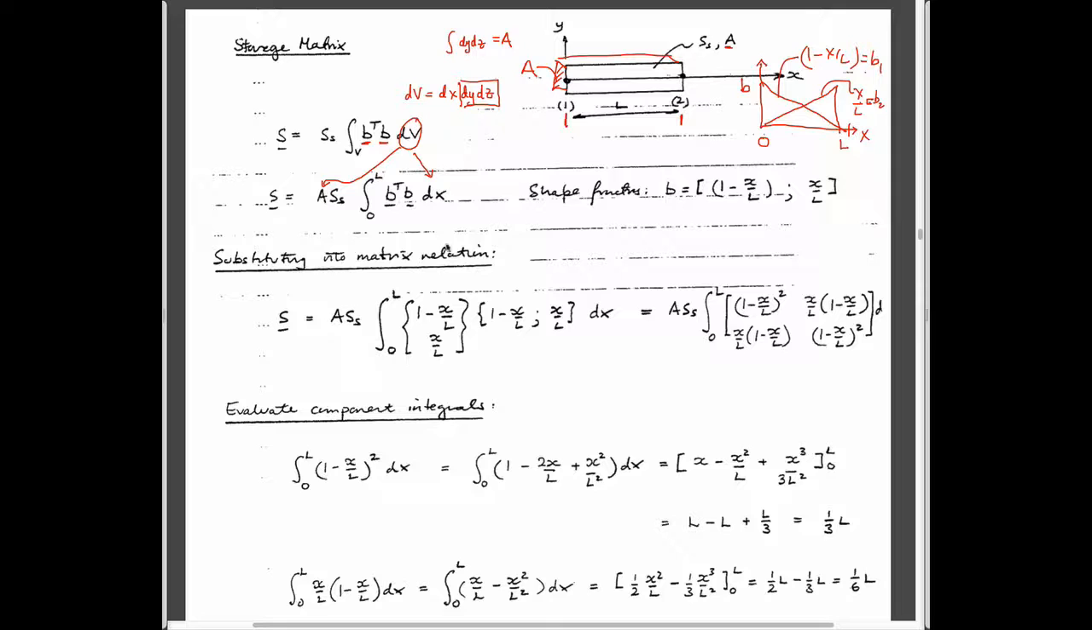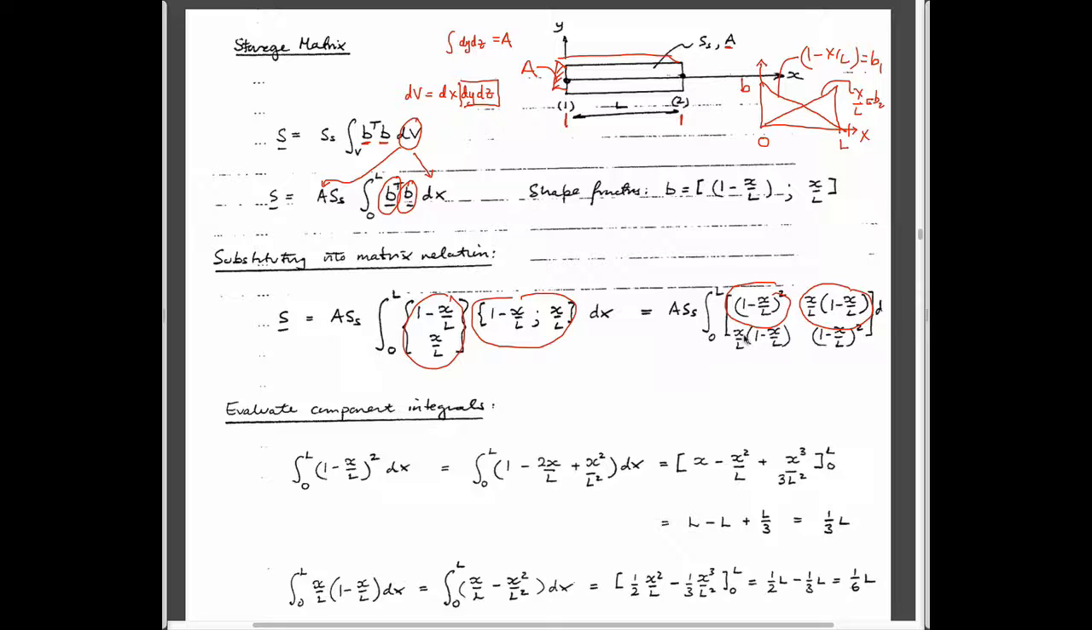So we know what these shape functions are, so we can put in B transpose, which is this. We can put in B, which of course is this. We can multiply them together. We have terms like 1 minus x over L times 1 minus x over L, which is this term here. We have terms like 1 minus x over L times x over L, which is this term here.